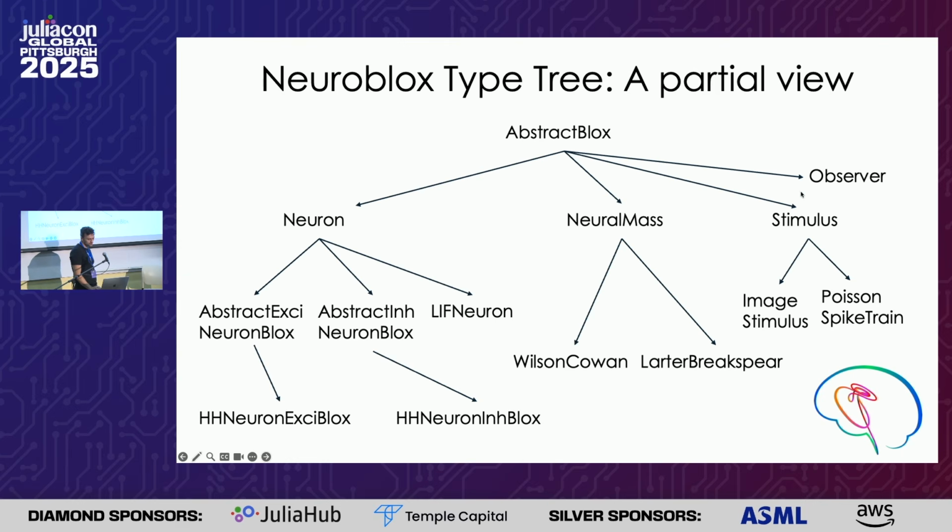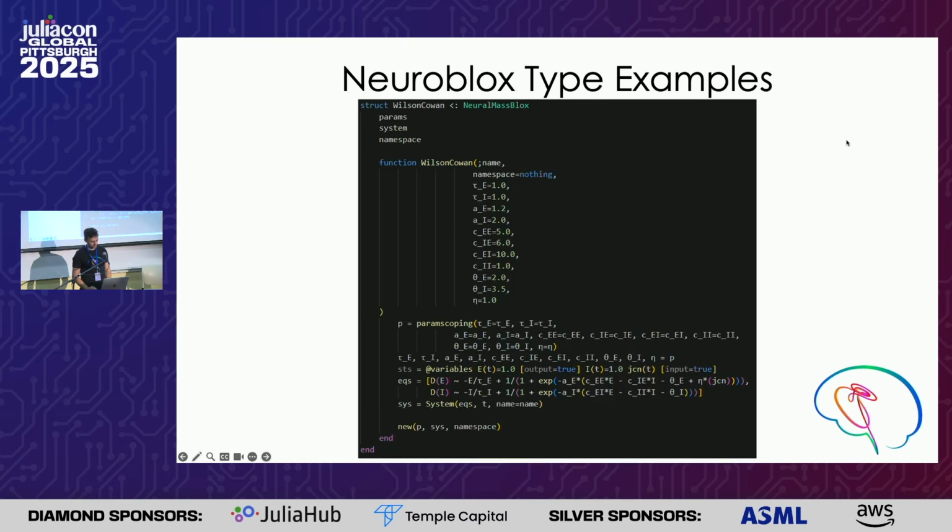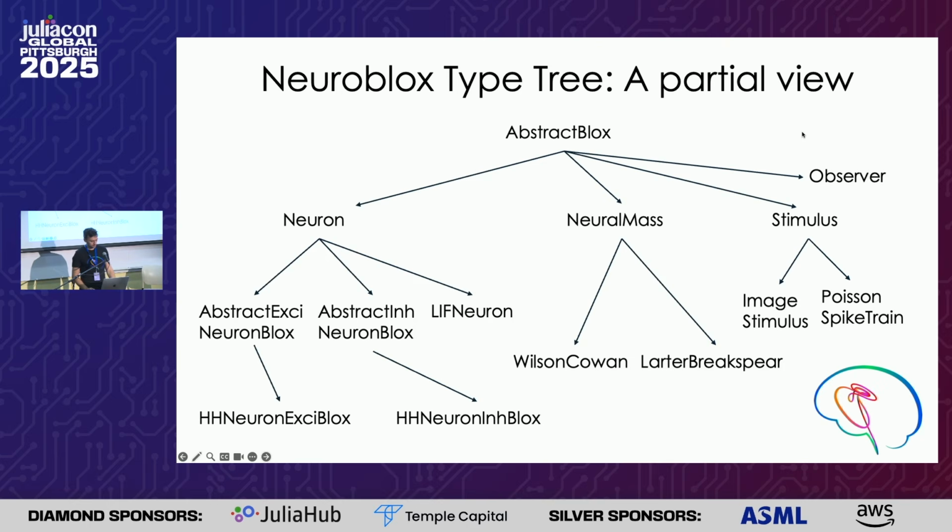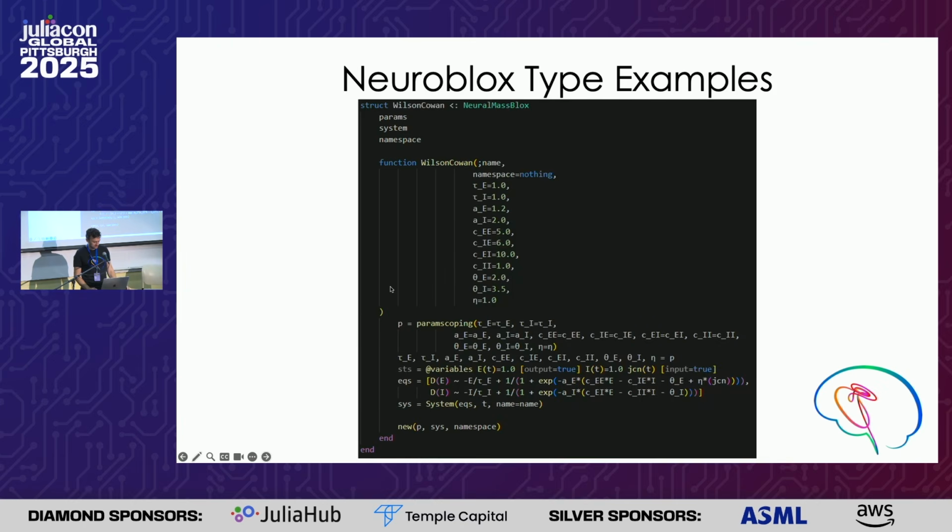We have these observer blocks, which I believe represent collecting EEG data and stuff like this, or fMRI data. So basically, the observer block would be observing some cortical region. We have stimulus blocks for, say, inputting images, stuff like this. So more or less as discussed.